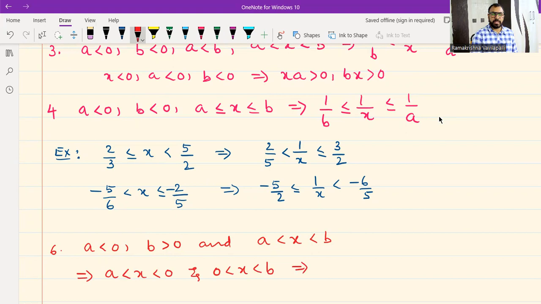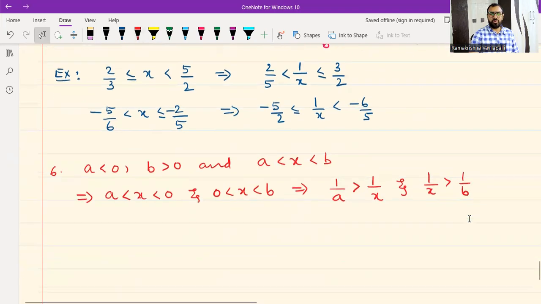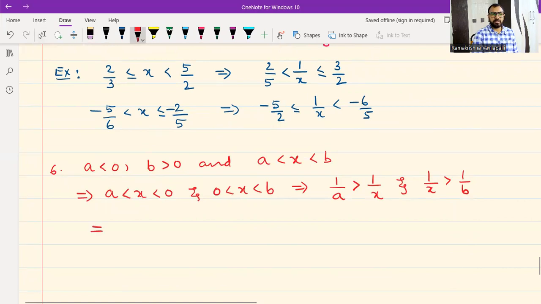So previously I have explained, now you take the reciprocal of this: 1 by A greater than 1 by X. And here you take reciprocal, 1 by X greater than 1 by B. Okay, so therefore 1 by X belongs to, see 1 by X is less than 1 by A, which means minus infinity to 1 by A, open, union, here 1 by X is greater than 1 by B, so 1 by B to infinity.